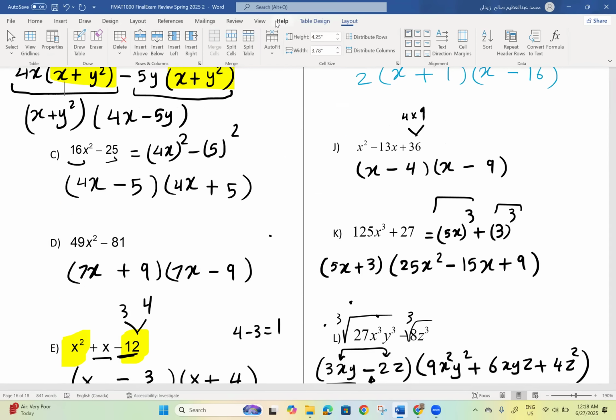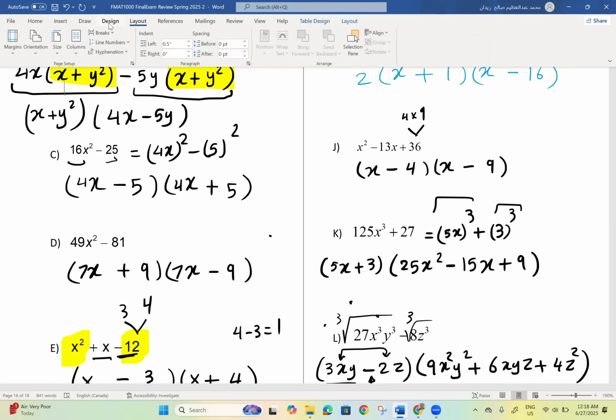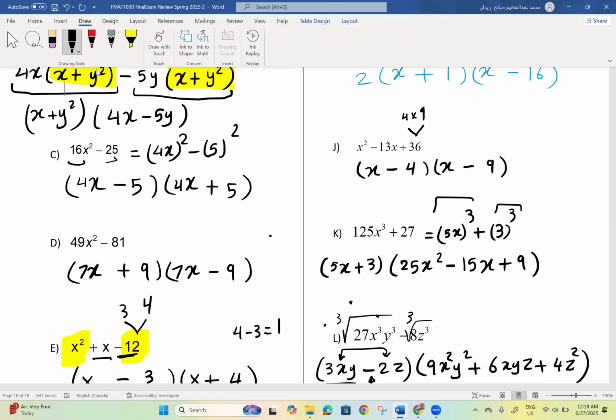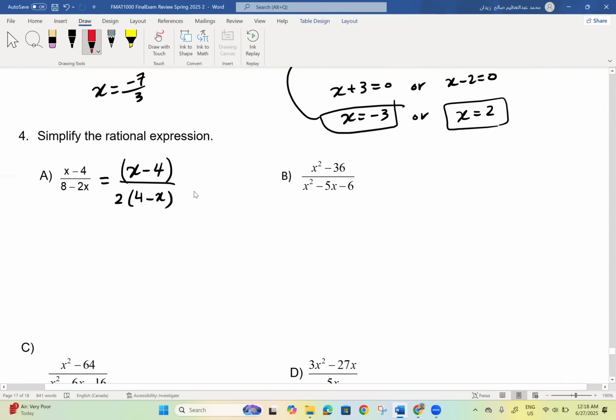where's the pen here? Pen, view, review, message, review, layout, design, and draw. Yeah, draw. You simply factor this one, make it draw. I'm sorry, here. You can cancel out now 4 minus x and x minus 4, just write -1. So the answer is -1/2.